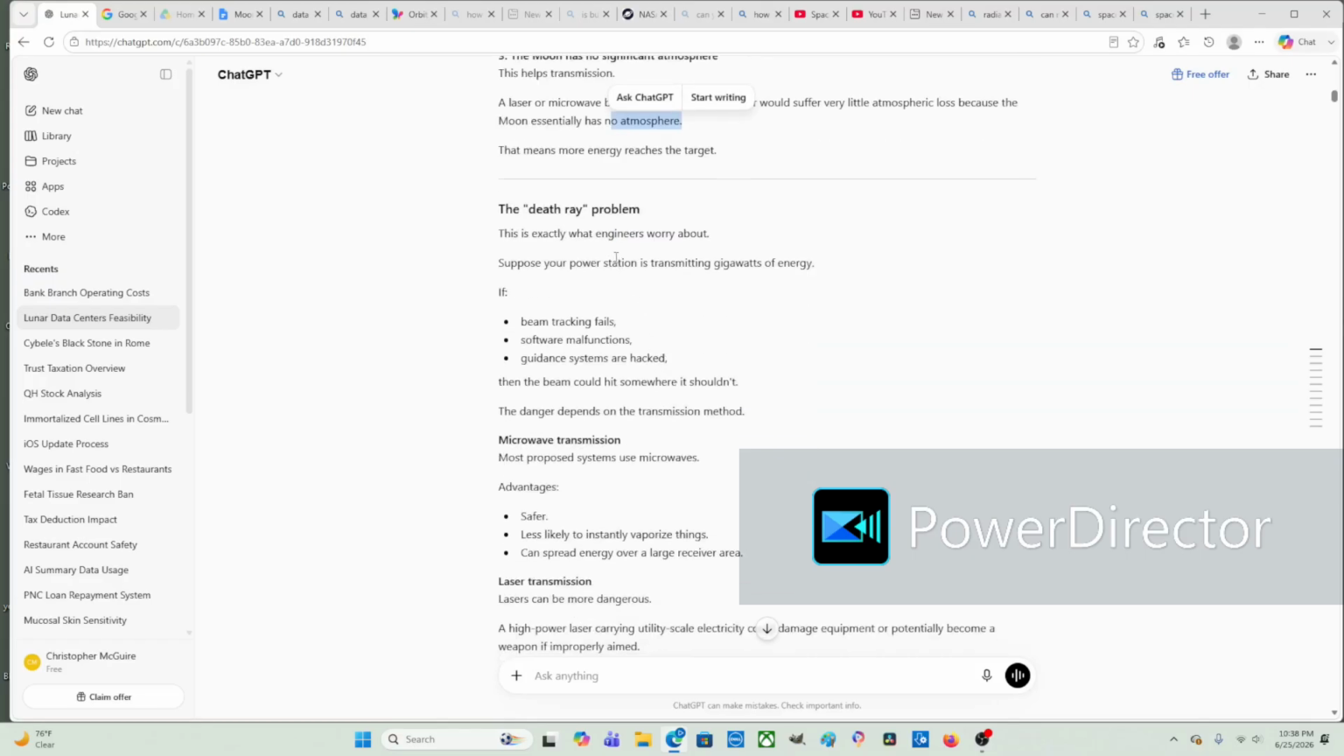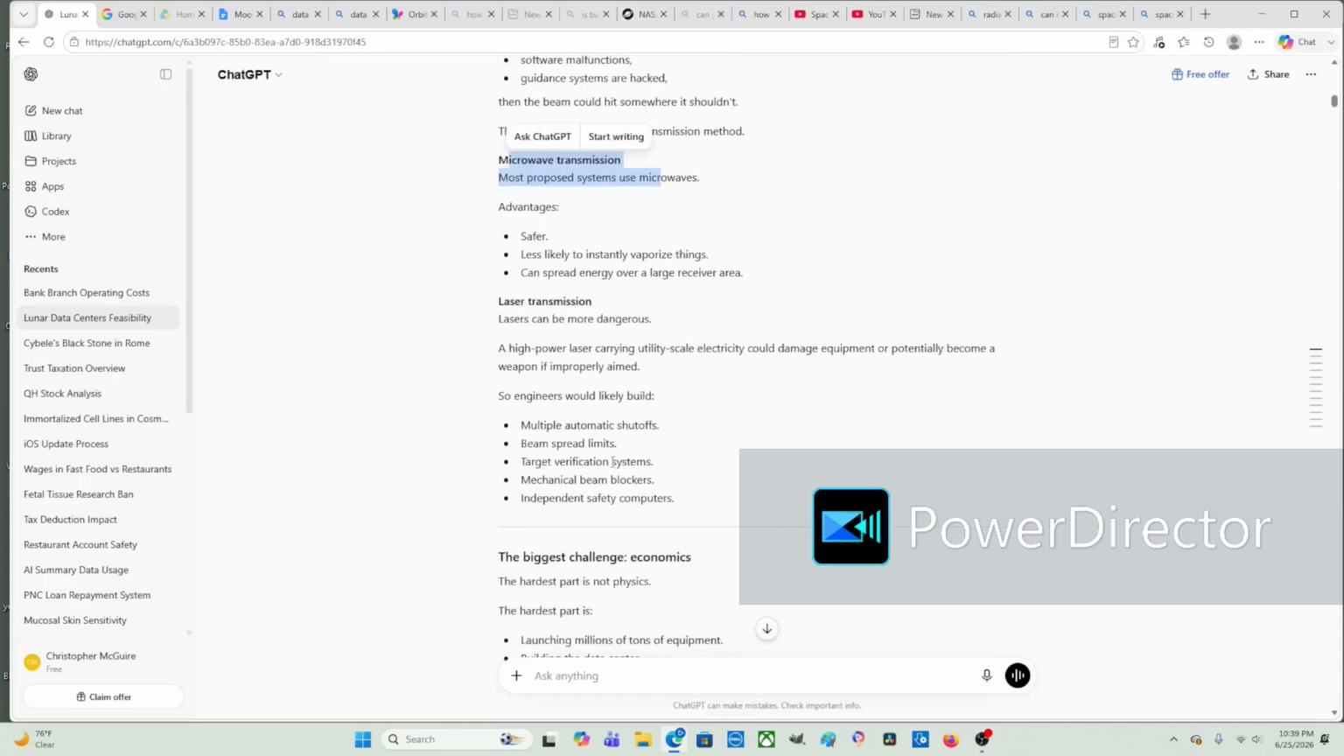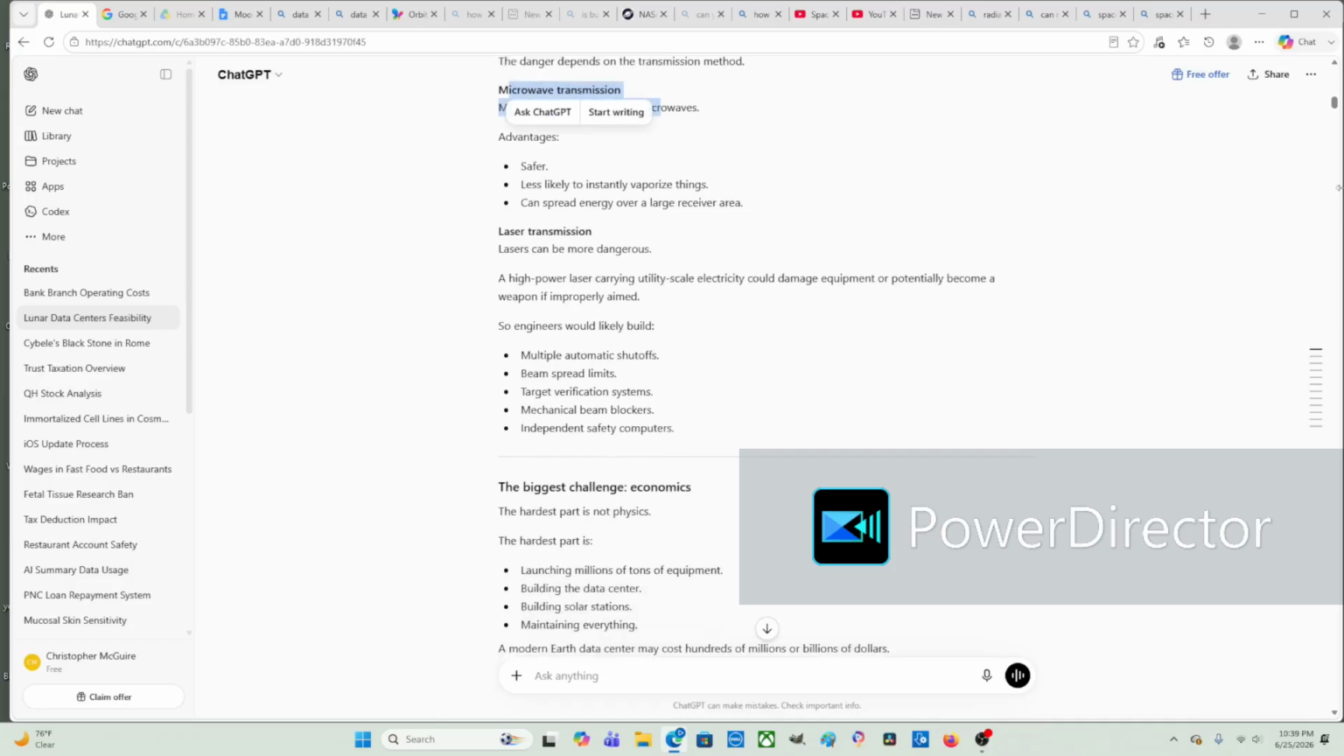Oh my gosh. All right, death ray problem. The amount of electricity that the data center needs. And then the beaming down fails, software malfunctions, guidance systems are hacked. Then the beam could hit somewhere that it should not and cause, I mean, I do not even know what it would cause. So this would be a safer alternative, microwave beams. Lasers can be more dangerous. Okay, I'm trying to just get through this without having to go through this entire thing.